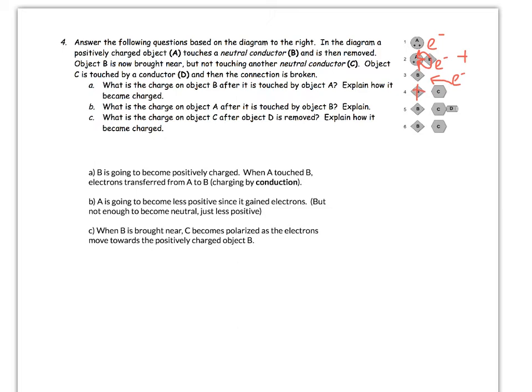When D touches them, the electrons in D see that this right side of C is relatively positive because it's been polarized. And so electrons are going to transfer from D to object C because ultimately they're trying to get closer to this positively charged object here, object B. And when D is removed, that connection is broken. C is left as a negatively charged object, and B obviously is still positively charged.